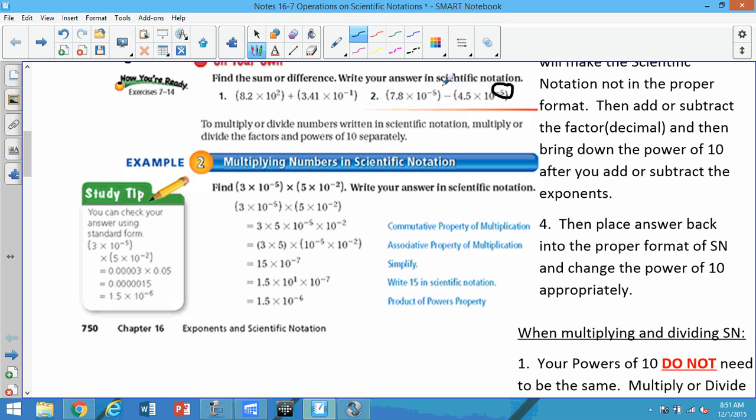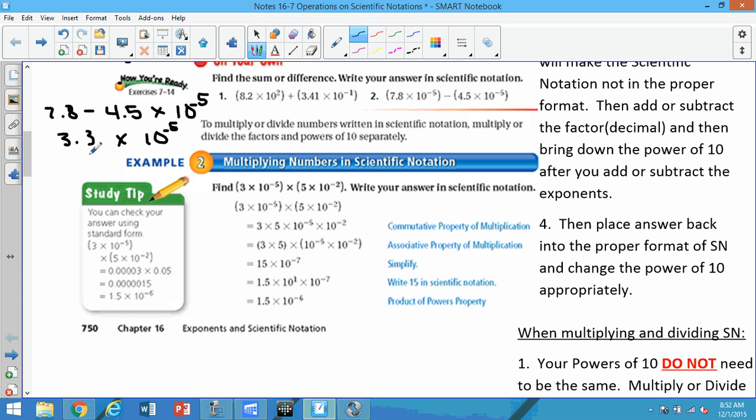Well, our exponents are the same. When your exponents are the same, you don't need to do anything. You can just bring it down. So it becomes 7.8 minus 4.5. You're going to do the base numbers. Times, and then 10 to the negative 5th, whatever you have here. So 7.8 minus 4.5 is 3.3, and then it's times 10 to the negative 5th. And again, because it already is in proper format, there's no changing that needs to happen. Okay, you can just leave it in that format.